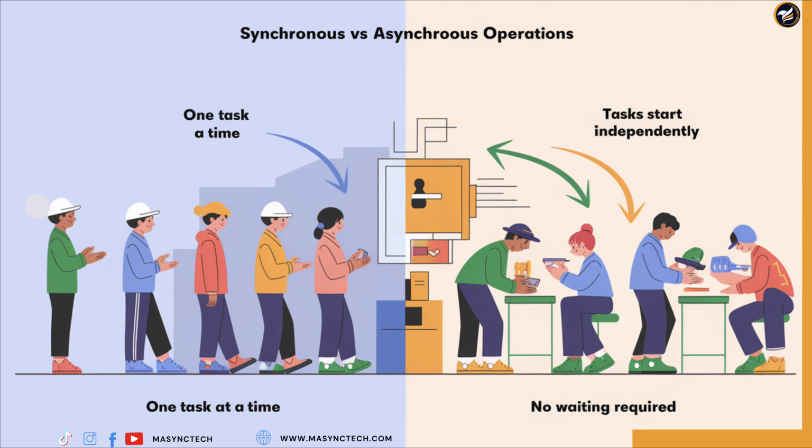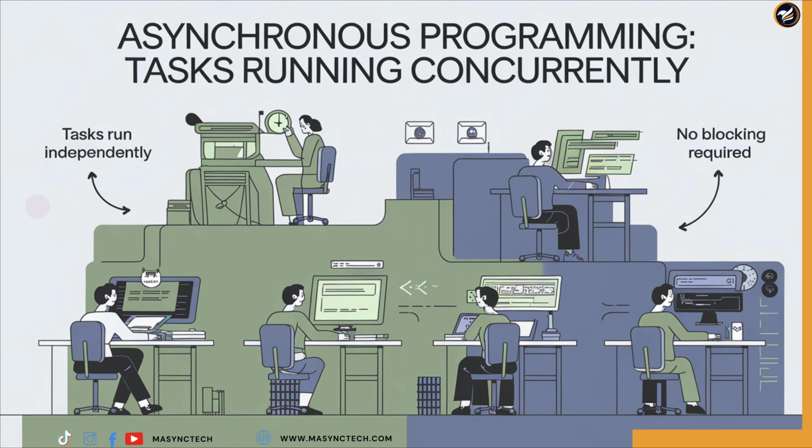This is exactly how asynchronous programming works. In programming, tasks often take time, like fetching data from the internet, reading files, or interacting with a database. If we handle these tasks synchronously, the entire program will stand still until each task is finished. But with asynchronous programming, your program can keep working on other tasks while waiting for those time-consuming operations to complete. When they are done, the program notifies you and continues where it left off.